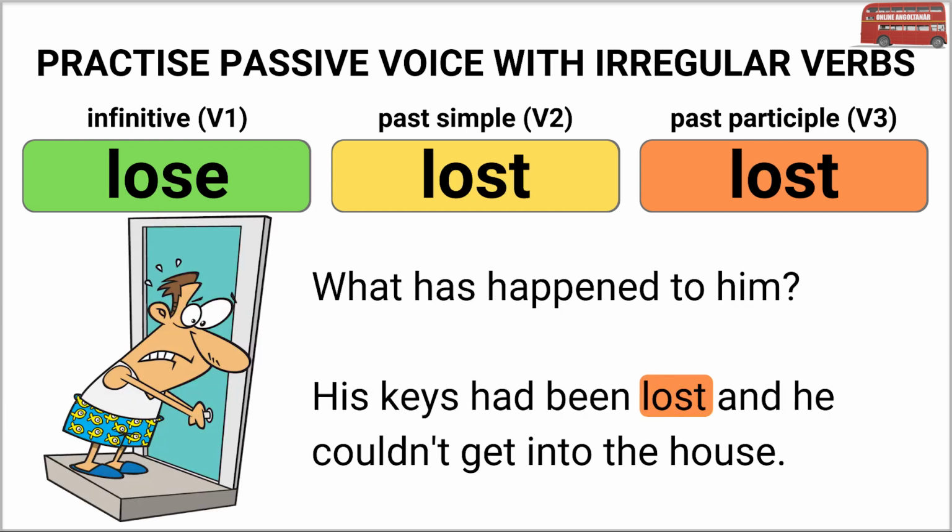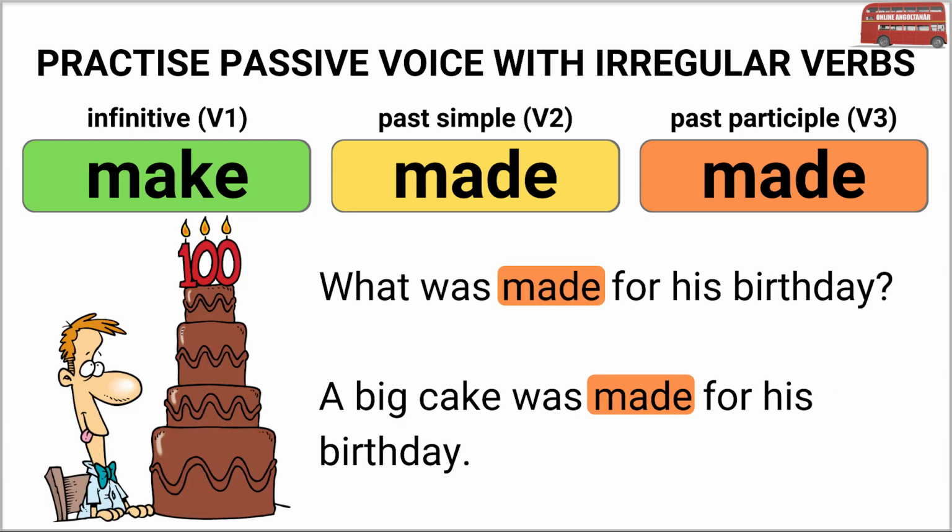Lose, lost, lost. What has happened to him? His keys had been lost and he couldn't get into the house. Make, made, made. What was made for his birthday? A big cake was made for his birthday.